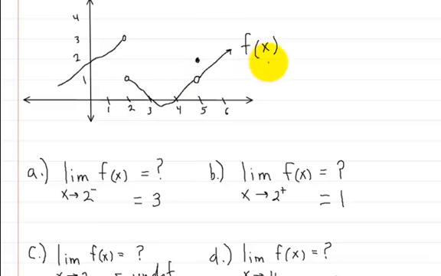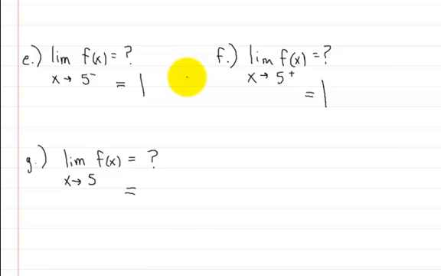Now, if you plugged 5 into f of x, then you would get 2, but that's not taking the limit, and right now we're taking the limit. So the limit of f of x as x approaches 5 is 1. So there's that.